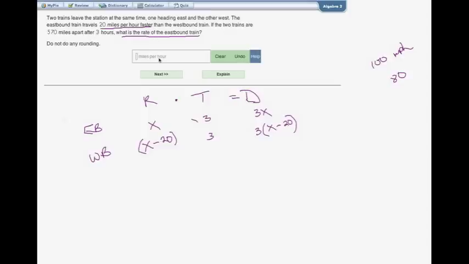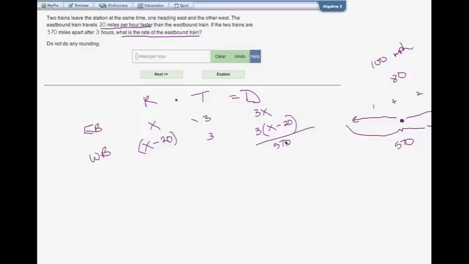Okay, so let's imagine what happens here. Here's the station. One train is going this way. The other is going this way. We don't know how far they each went, and they didn't both go the same amount because one of them's going faster. So one of them must have gone further than the other. But we do know that altogether, at the end, they're 570 miles apart. So however far this train went, plus however far this train went, equals 570. So the total distance is 570 miles.